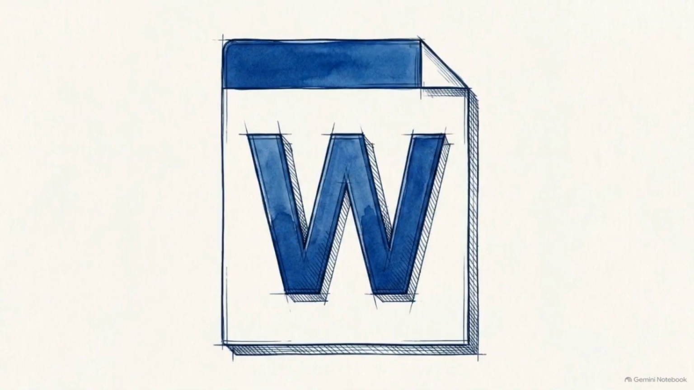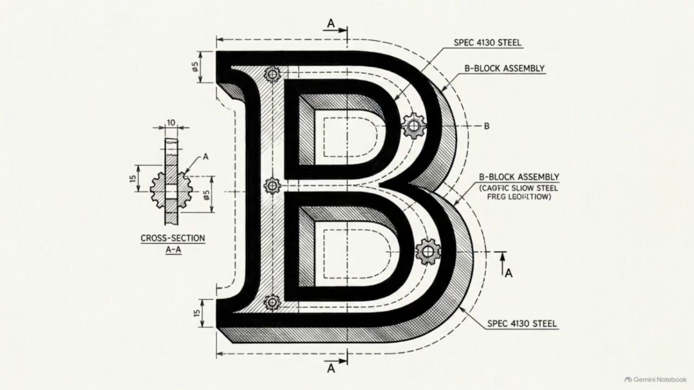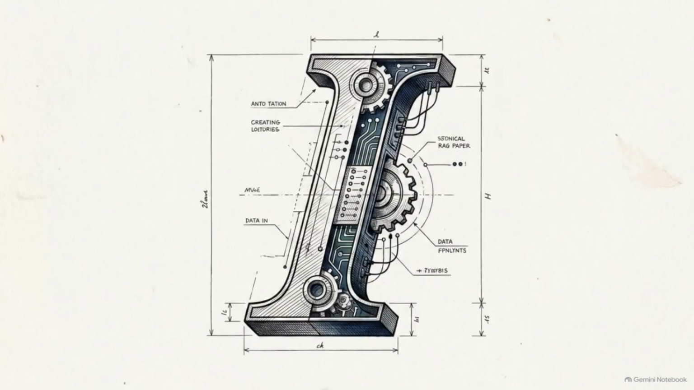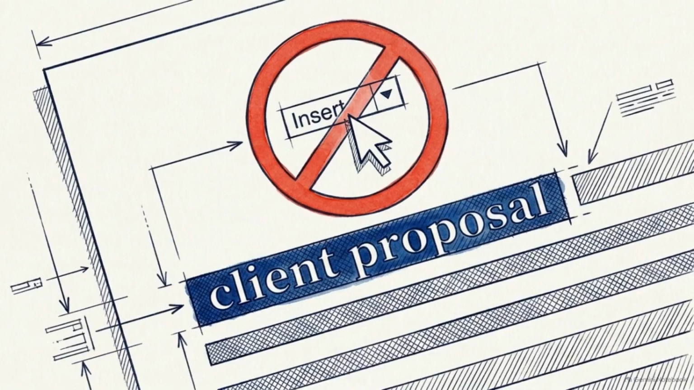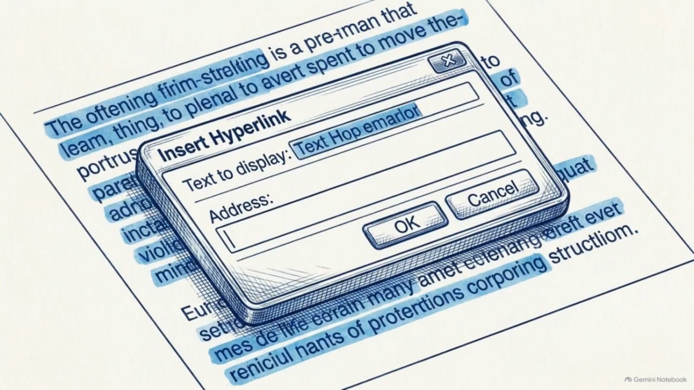Step 3 brings us to Microsoft Word. You have your standard formatting commands. Control-B applies bold text, Control-I applies italics, and Control-U underlines your selection. But the real leverage comes from structural edits. If you need to link to a website in a client proposal, never hunt through the Insert menu. Highlight the text and press Control-K to open the hyperlink window immediately.